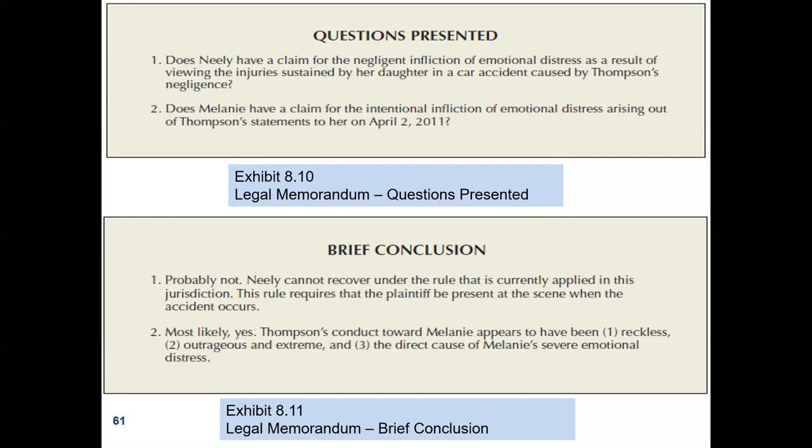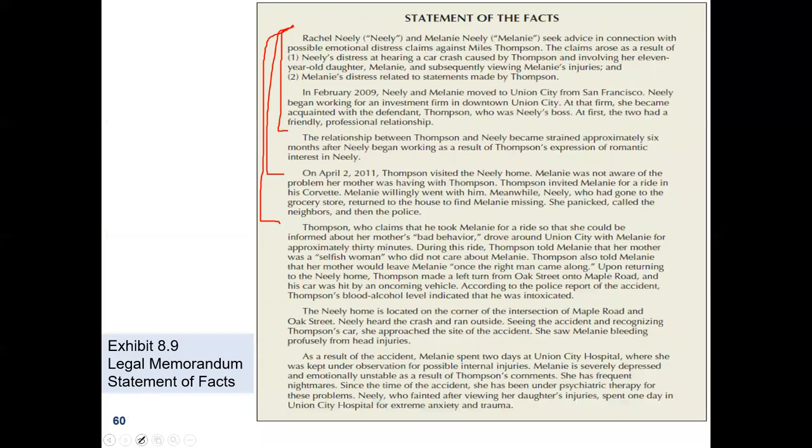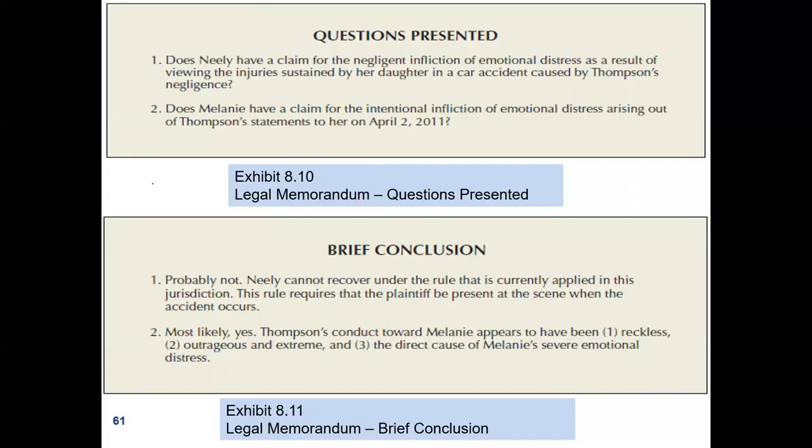Next one, not so much. Does Melanie have a claim for the intentional infliction of emotional distress arising out of Thompson's statements to her on April 2, 2011? Well, you don't know what Thompson said to her just by reading the statement. We can go back to the facts and see. Here's something about mother's bad behavior. Mother is a selfish woman. Mother would leave Melanie once the right man came along. Those are pretty ugly things Thompson was saying to Melanie. But you don't get the flavor of that here. I mean, Thompson might have been saying to Melanie, I like your hat, or who knows what. So you have to look elsewhere for this question to really make sense. And that's what you don't want in a questions presented. So the first is a good one. The second is not the worst one I've ever read, but it's not nearly as good. I'm going to say maybe okay.